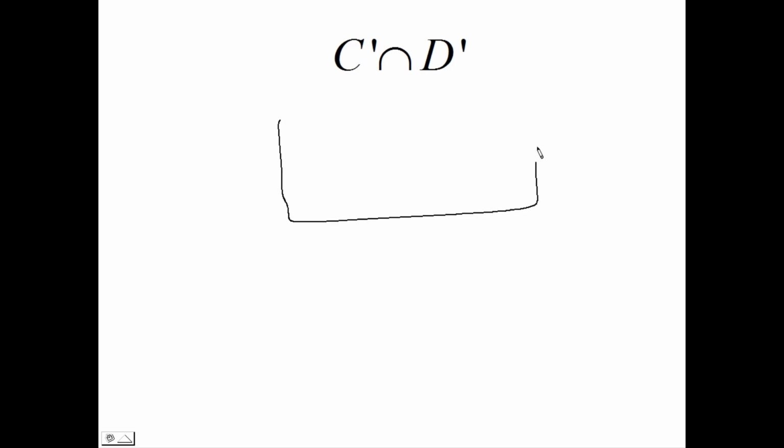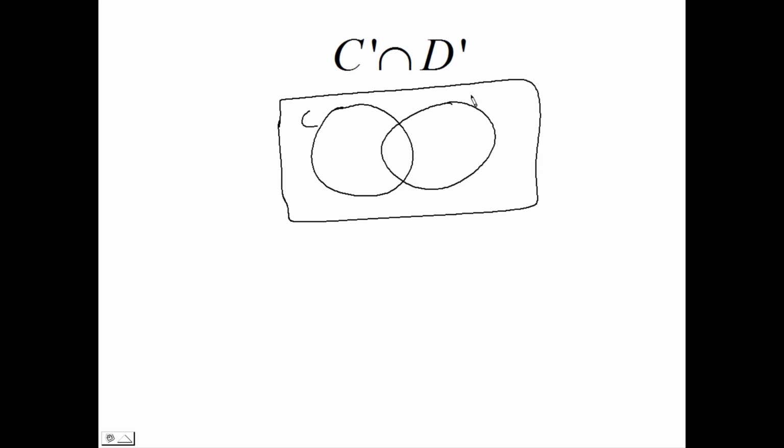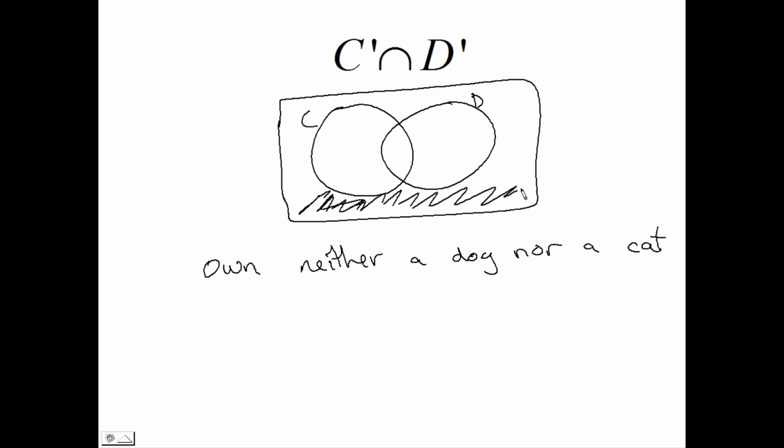Sorry, I keep having to start over here. It's losing everything I'm doing. So we own neither a dog nor a cat. So what will that be? Well, that means I better not shade anything that's either in the cat circle or the dog circle. I've got to stick to the outside. So that's going to be everything out here.